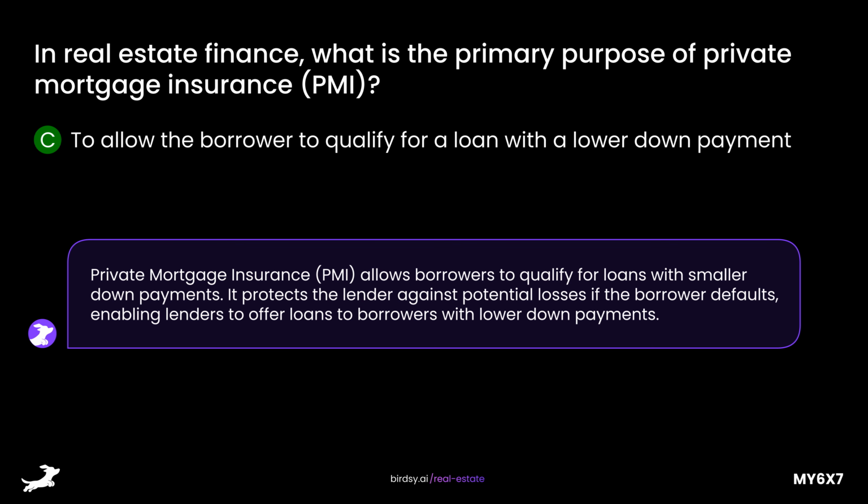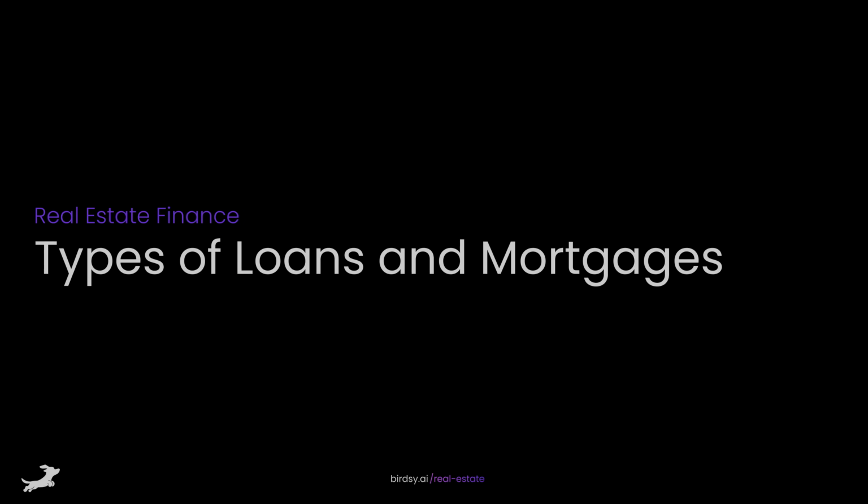Private mortgage insurance allows borrowers to qualify for loans with smaller down payments. It protects the lender against potential losses if the borrower defaults, enabling lenders to offer loans to borrowers with lower down payments. Types of loans and mortgages.